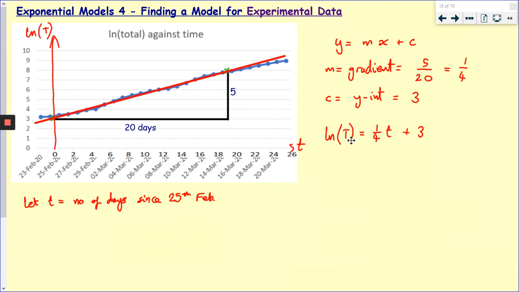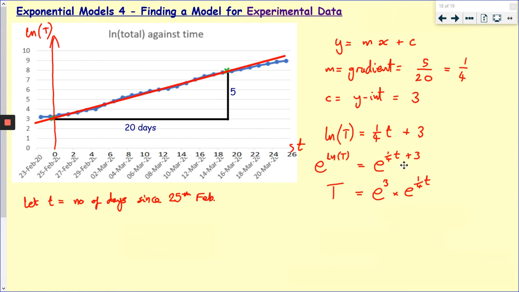Now, what we want to do is rearrange this so that capital T, the total number of cases, is the subject of the formula. This will give us a model for this scenario. If we raise e to the power of each side, we get e to the ln T, and that cancels the e's and the ln's because they're inverse functions.